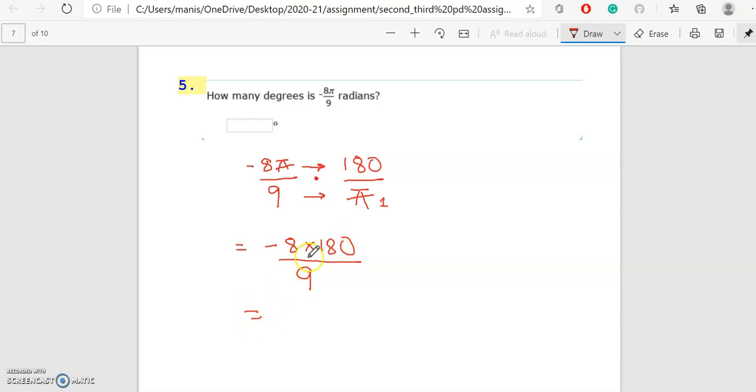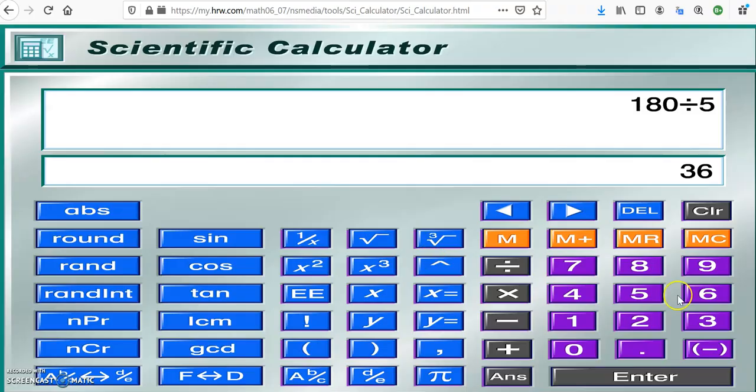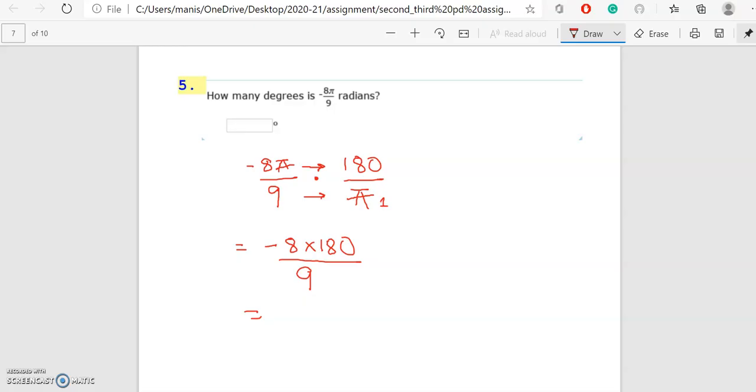Let's type this in a calculator. Negative 8 times 180, and you divide by 9. What is the answer? Negative 160 degrees. So my final answer is negative 160 degrees. So on IXL, when you are working, you will come across these problems, and this is how you will solve them. Go ahead and copy the solution.